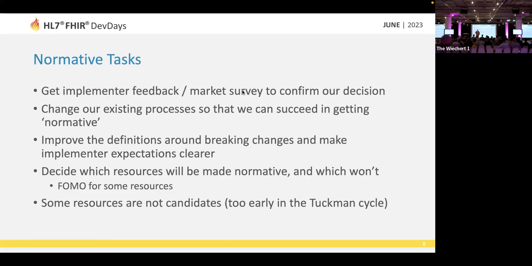I've asked a number of people here. We will continue to get feedback before we commit to a particular course of action later this year. But if we do, and it seems very hard for me as product director to think that we won't, if we do commit to a normative path for Release 6, we need to change our existing processes and culture so that we can succeed in getting to normative.